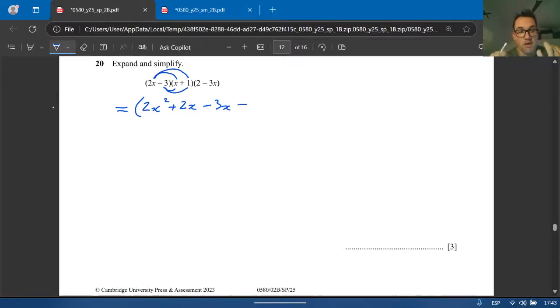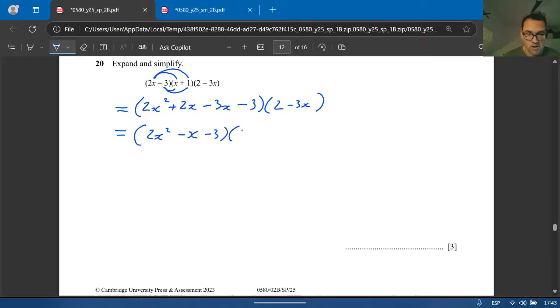This is where everybody gets wrong. And then 3 times 1 is 3. And the 2 minus 3x is hanging around waiting for its turn. Let's just simplify this first. We got the 2x squared. Minus 2x minus 3x will give us minus 1x, of course. Okay. Bam. So we've done the first bracket, and that is your first mark.